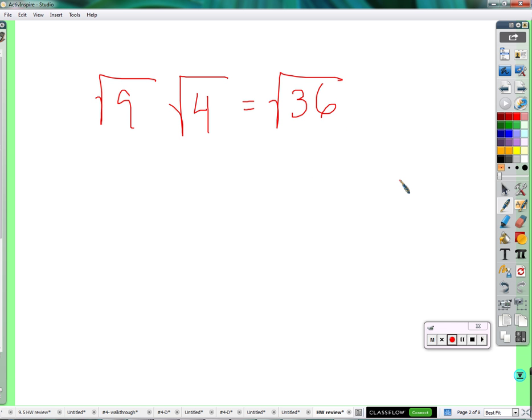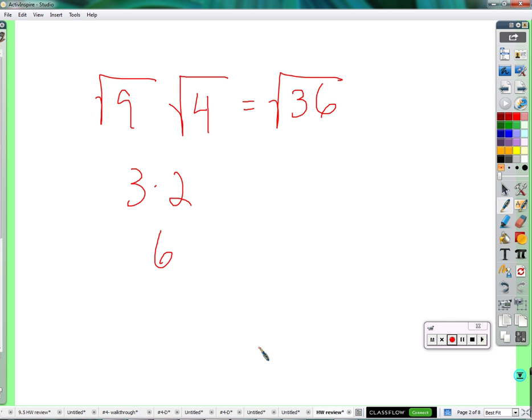You should be looking at the board, taking down some notes, okay? Don't be passive here. Be proactive. How did we show that the square root of 9 times the square root of 4 is equal to the square root of 9 times 4? Walk me through that again. The square root of 9 is 3, the square root of 4 is 2, and 3 times 2 is 6, and then the square root of 36. If you know some square roots, you probably know the square root of 36 is 6.